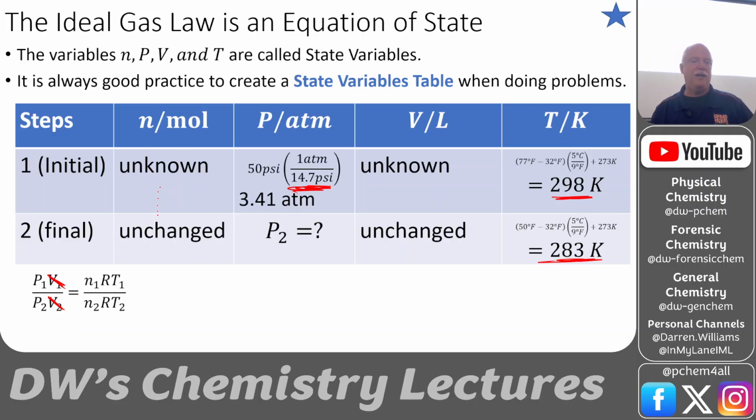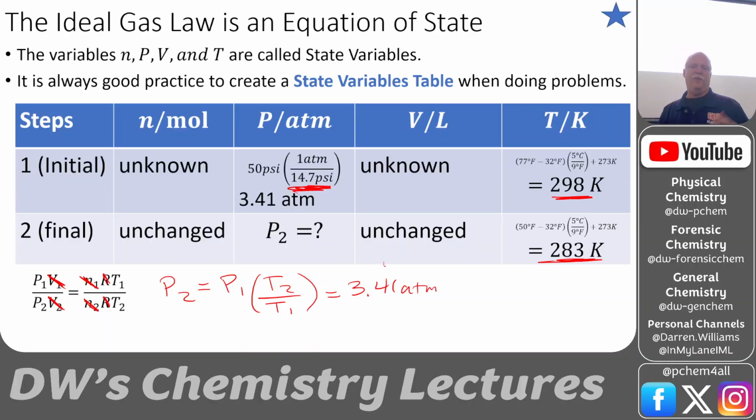I'm assuming this is unchanged, meaning I don't have a leak, right? So the number of moles cancels out because I'm assuming it hasn't changed. The ideal gas constant is a constant, so it doesn't change. It's in the name. And so I've just got the temperature effect. So P2 is equal to P1 times T2 over T1. So I've got 3.41 atmospheres.